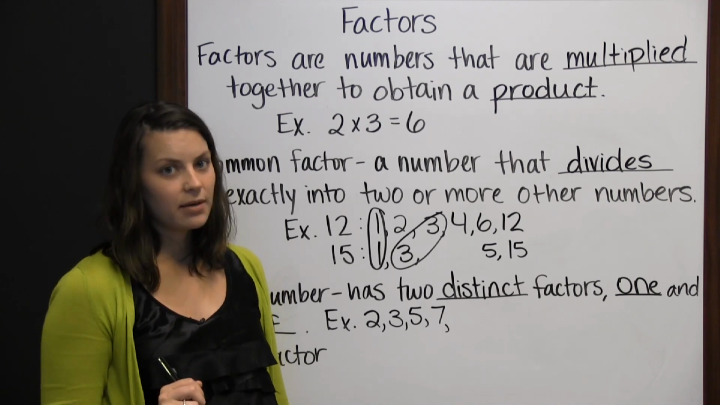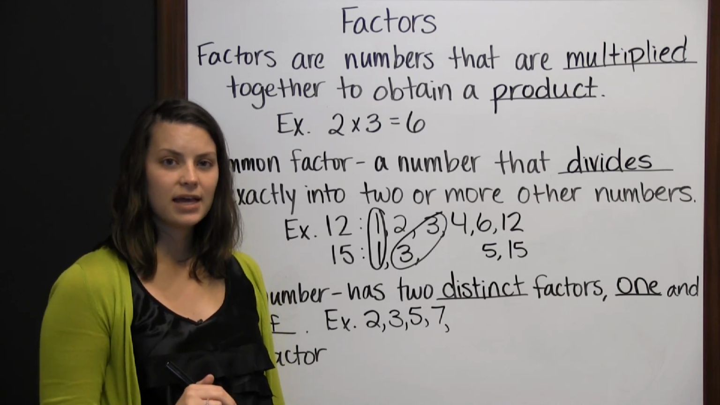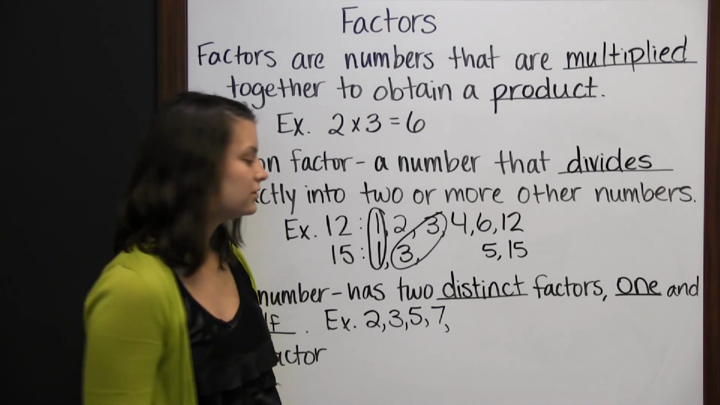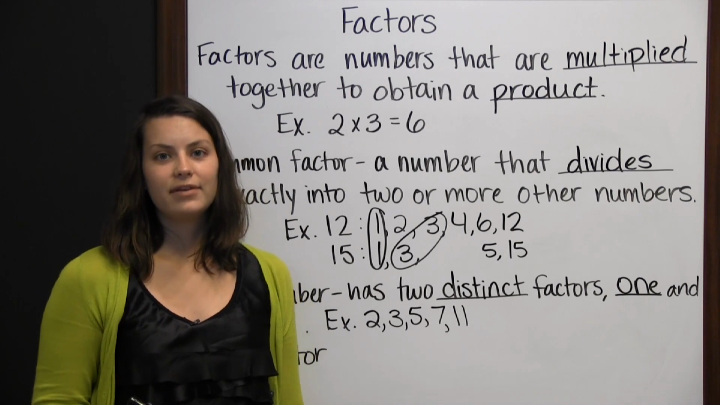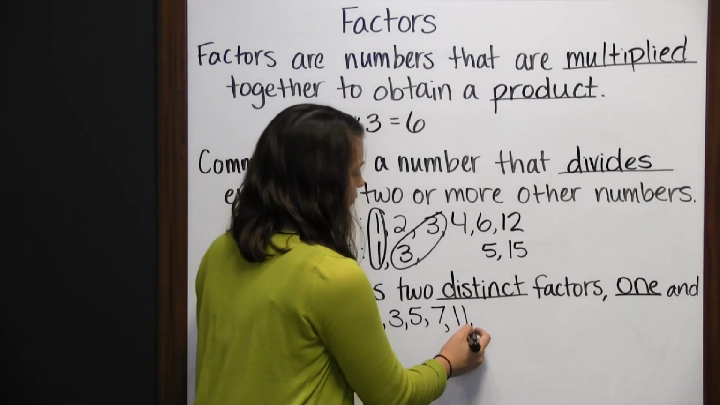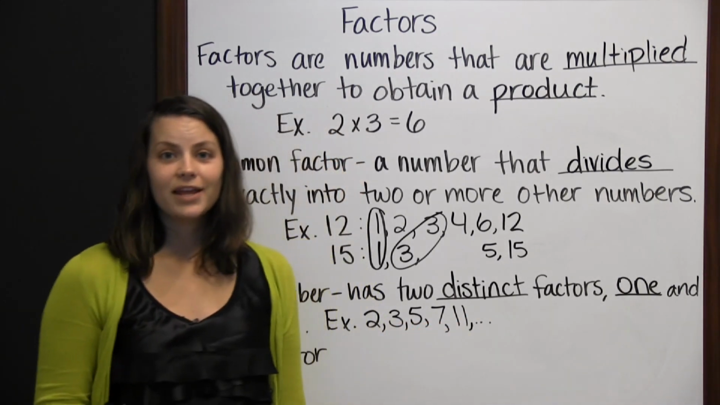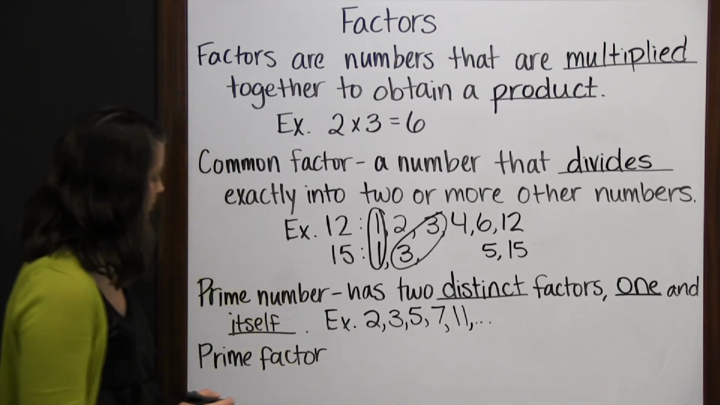10 would also be composite. 1 times 10 is 10, 2 times 5 is 10. 11 would be prime. 1 times 11 is 11, and so on and so forth. There are an infinite number of primes.